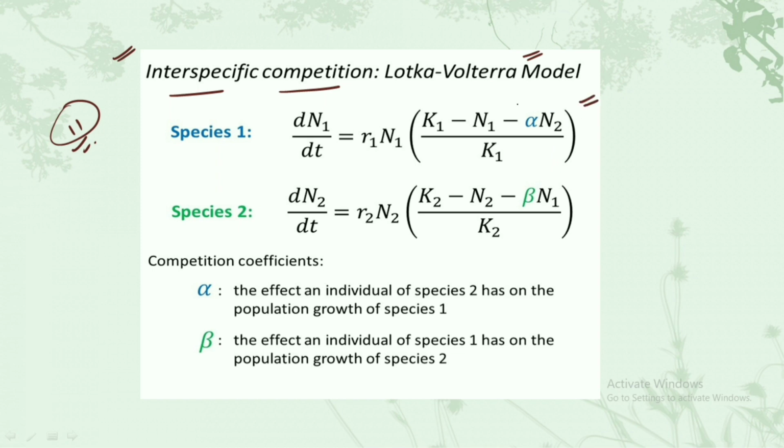You can see the usage of alpha and beta. We have discussed what alpha and beta are. Alpha is the effect of the individuals of species 2 on the population of species 1, that is, it represents alpha 1,2, and beta is the effect of the individuals of species 1 on the population growth of species 2. So it represents 2,1. So this was about the formula. We have just discussed the same. Till now we have completed all the formulas related to this.